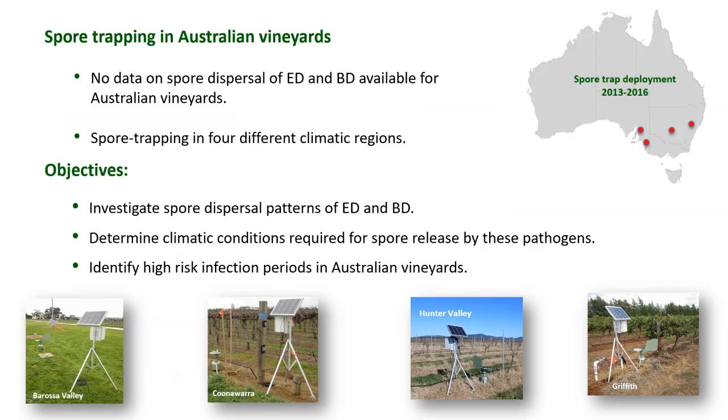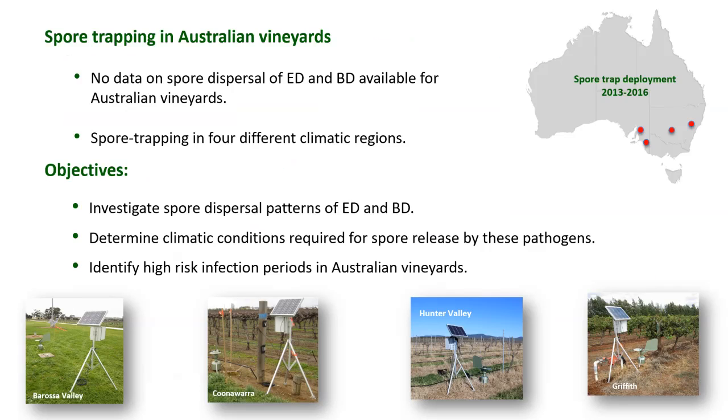With the spore trapping, before we started this project, there were no data available on the spore dispersal patterns of Eutypa and Botryosphaeria dieback for Australian vineyards. There are some studies done overseas, including California, Europe, as well as South Africa, but some of these data have conflicting results. So there is a need for us to collect our own local data.